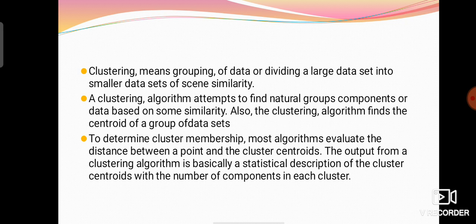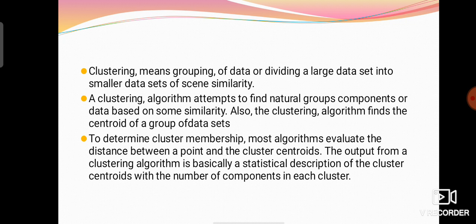So this is the common process. Raw data consists of all kinds of different data objects, and it will be applied to the clustering algorithm. The clustering algorithm will analyze the properties and features of the data objects, and according to the levels of similarity, the data objects will be classified into different clusters. So the clustering algorithm attempts to find natural groups, components, or data based on some similarity. Also, the clustering algorithm finds the centroid of a group of data sets.